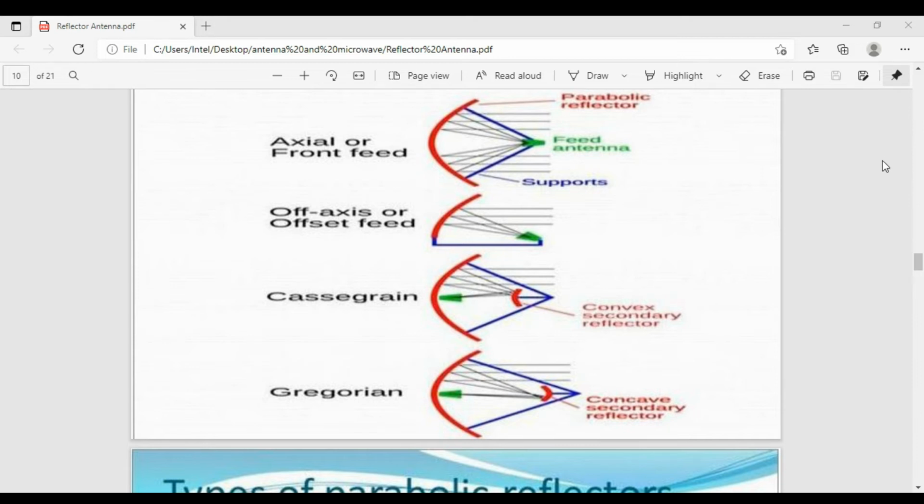Another design criterion is the F over D ratio in the reflector antenna. F is the focal length, this distance, and D is the dimension of the reflector. So F is located here, the focal length.